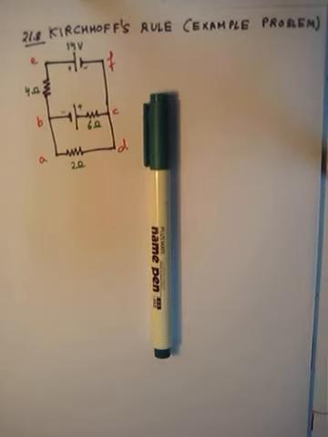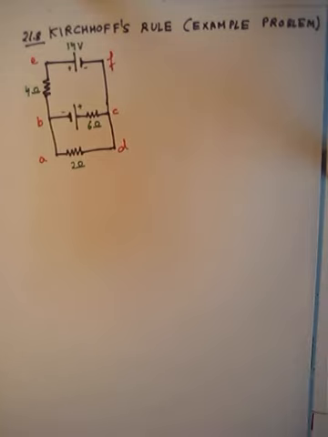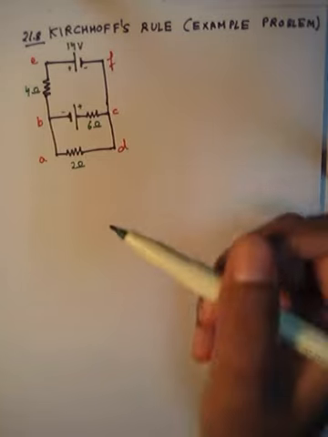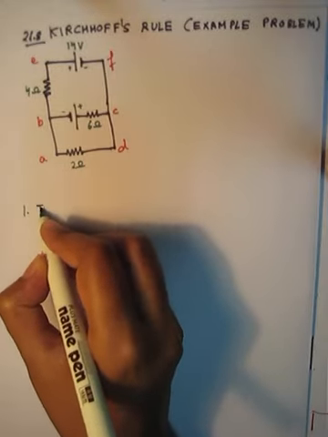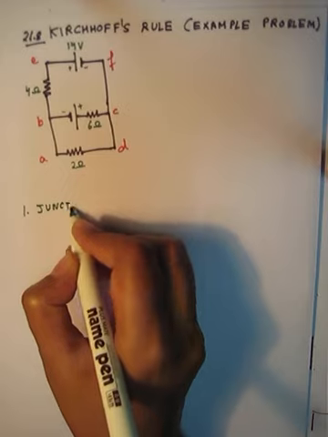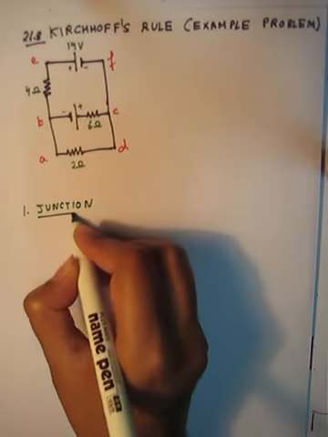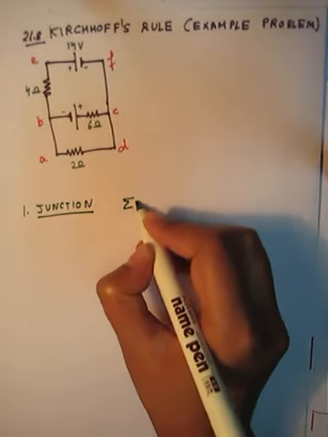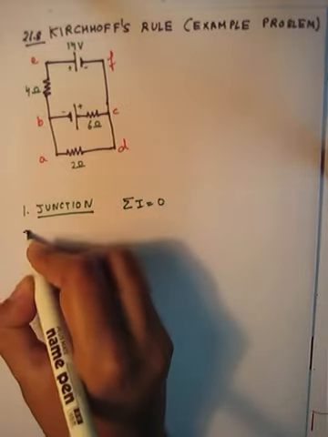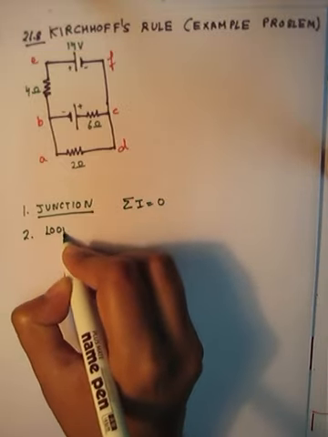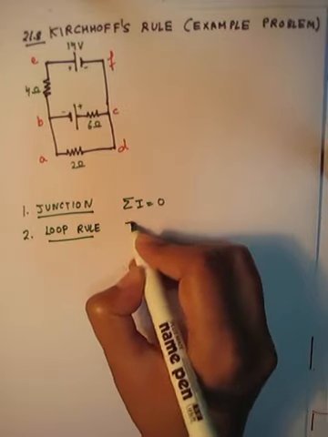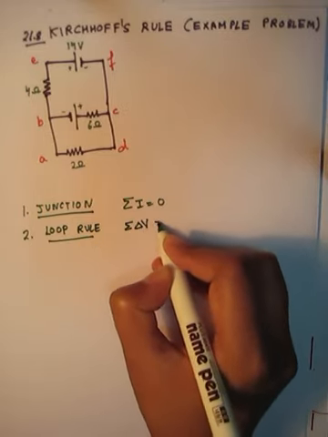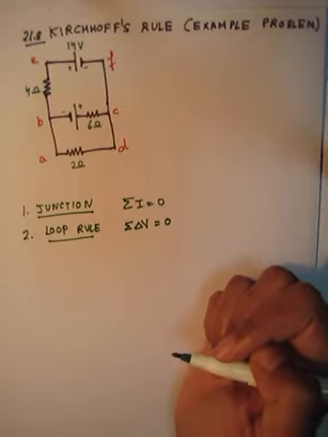Now let's try to solve a problem based on Kirchhoff's rules. Now just to revise Kirchhoff's rules, the first rule was the junction rule, that at any junction the total current is equal to zero, and the second is the loop rule, that the total potential difference across a loop is zero.